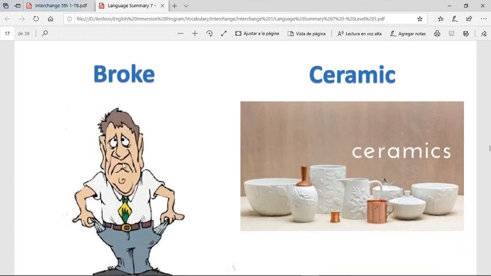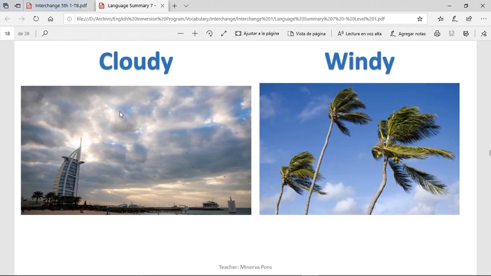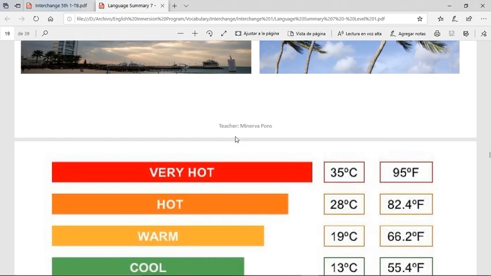Broke is when you have no money. Zero pesos, $0, zero anything. Ceramic. It's a material, it's a type of thing. You can have a ceramic cup, a ceramic bowl, a ceramic anything. Cloudy, it's a type of weather, and it's an adjective. Cloudy weather, for example. Windy. Windy is the same, but with a lot of wind.